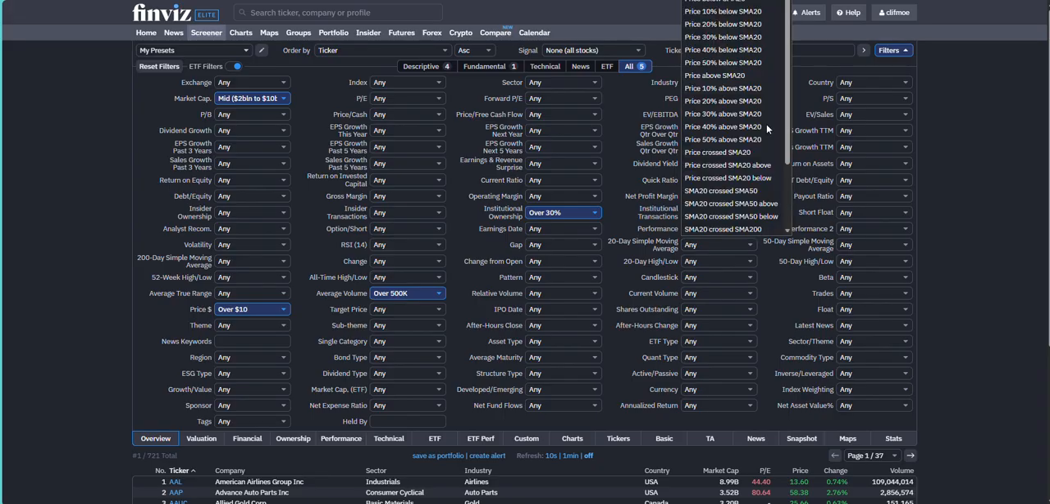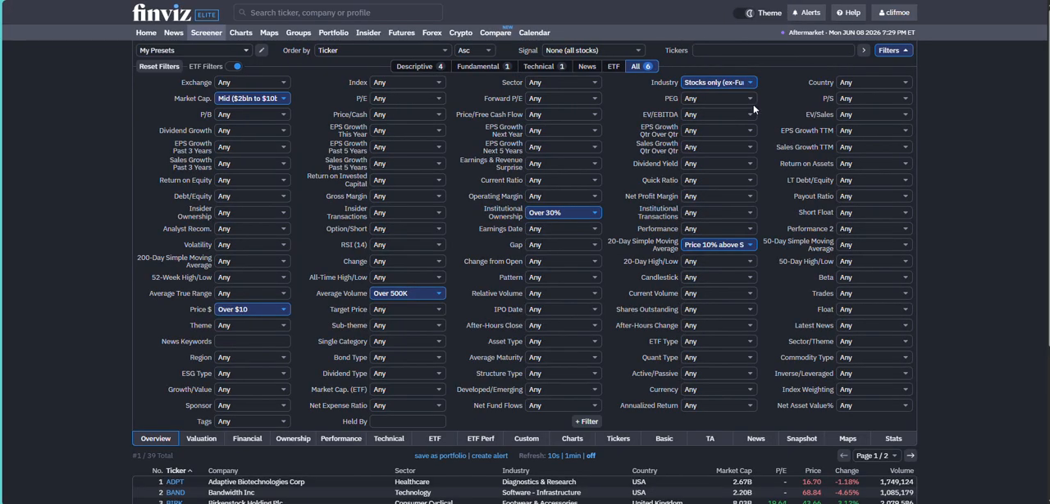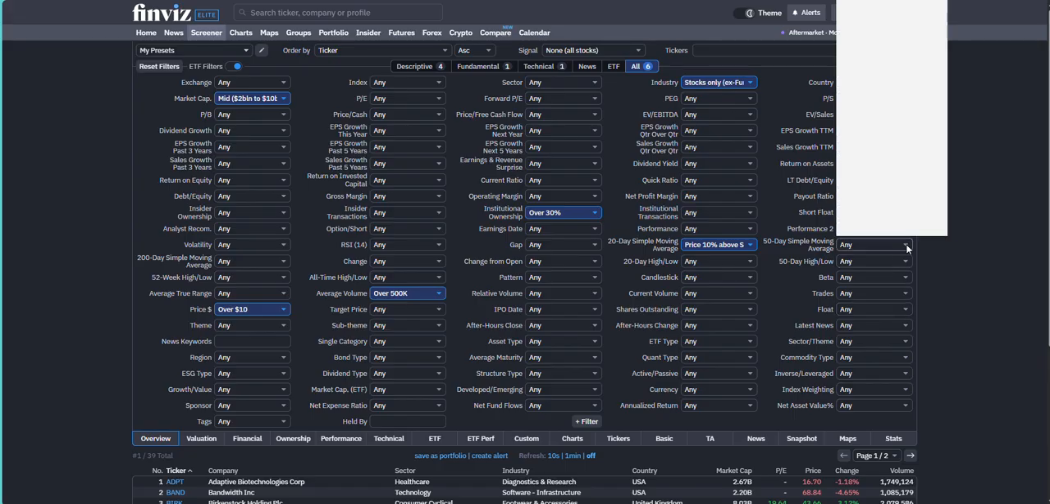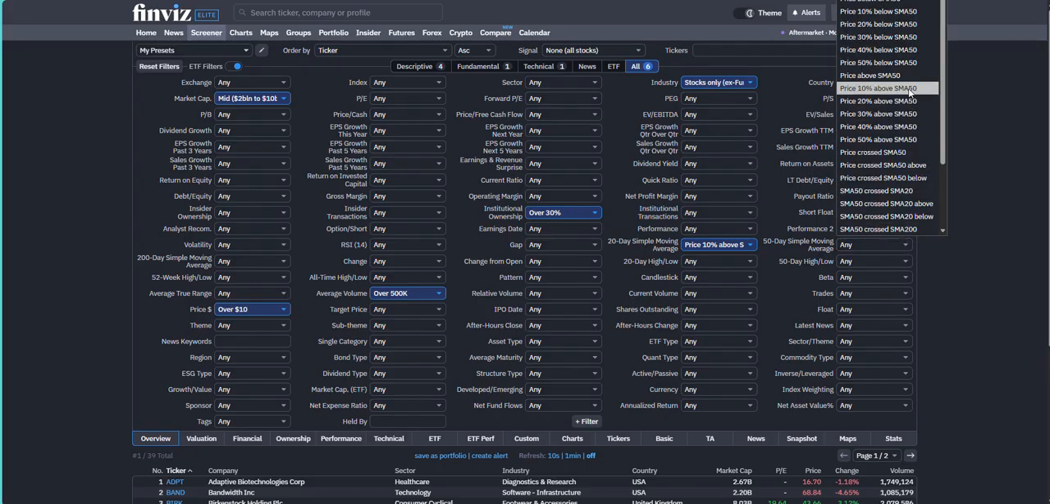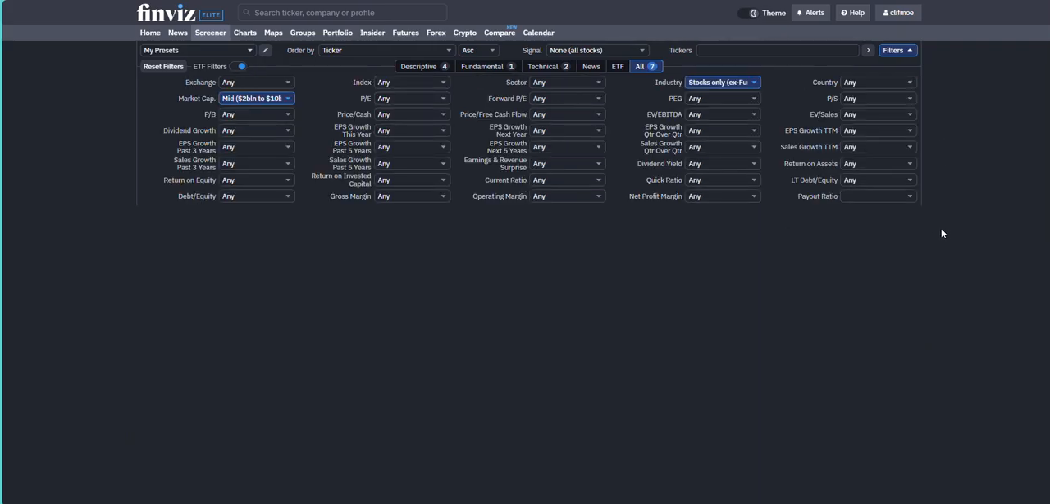Now, picking which one to use here, it varies depending on what kind of market we're in. When we're in a bull market and we have 4 green days, 1 red day every week, or 3 green, 2 red, I usually put in price 10% above just for continued movement. This is just an example. Price 10% above SMA 50.